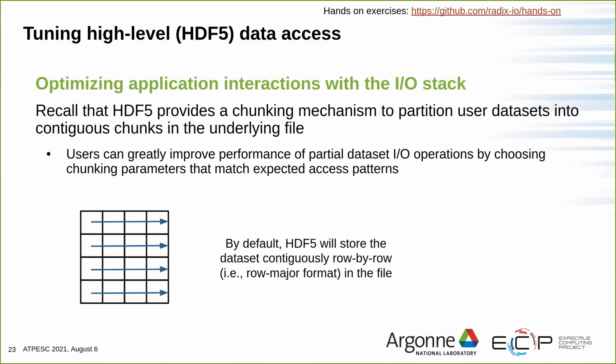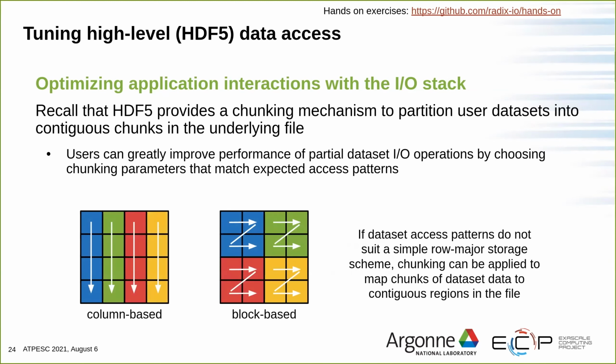So let me click through to the figure. One thing users can do is, by default, as you can see in this figure, HDF5 will store the data set contiguously row by row in a file. Now this is fine if this is exactly how you intend to get the data back out of the data set. But if your access patterns don't follow this, then you can get into some inefficient I/O.